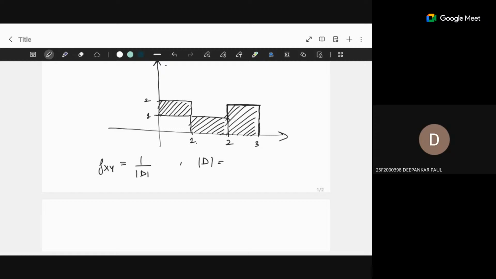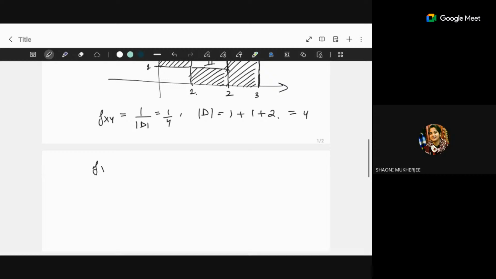The area of the first rectangle, the second rectangle, and the third rectangle. So can you tell me the area of the first rectangle? 1. What is the area of the second rectangle? 1. And for the third? 2. So in total we have 1 plus 1 plus 2, which is 4. So this is actually 1 by 4.